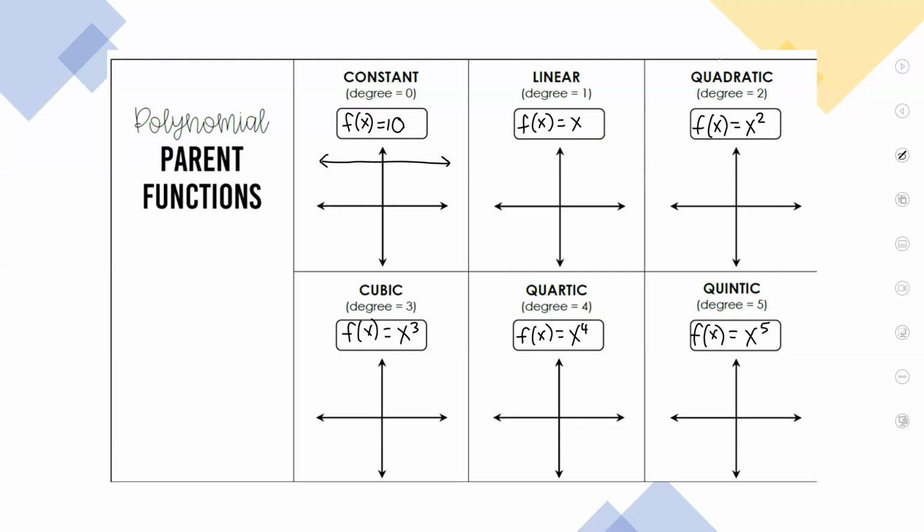Okay, so your linear one should look like this, just a straight diagonal line. Your quadratic is the U-shaped graph. Cubic, it looks like this. This 4th degree looks like this. And the 5th degree looks just like the 3rd degree, like that. Everyone got that? Nice. Let's go ahead and take some notes.